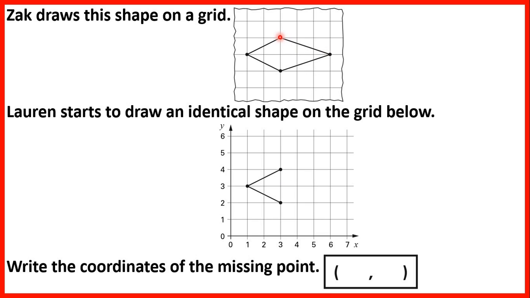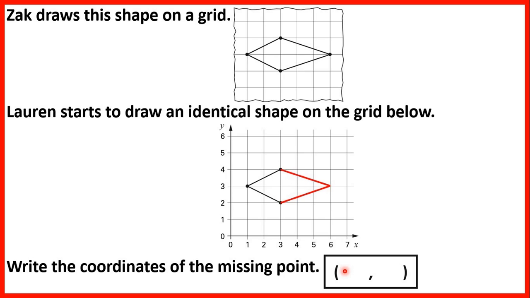To get to that from this point, we can go down 1 and then 3 squares to the right. So on this grid, we can go down 1 and then 3 squares to the right, and we know that our point will be here.